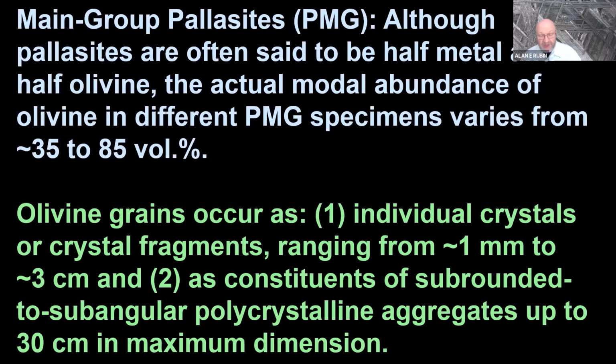The main group Pallasites, the PMGs, I will talk about right now. Although Pallasites are often said to be half metal and half olivine, the actual modal abundance of olivine in different main group Pallasite specimens varies from about 35 volume percent to 85 volume percent, but the average is roughly 50%. Olivine grains occur as individual crystals or crystal fragments ranging from about 1 millimeter in size to about 3 centimeters in size. And they also occur as constituents of sub-rounded to sub-angular polycrystalline aggregates that can be up to 30 centimeters in maximum dimension.